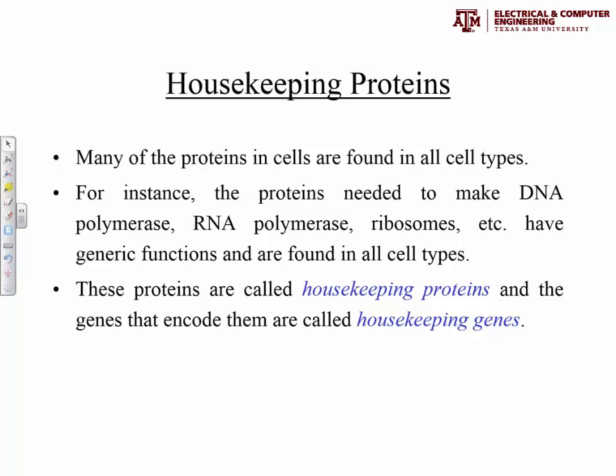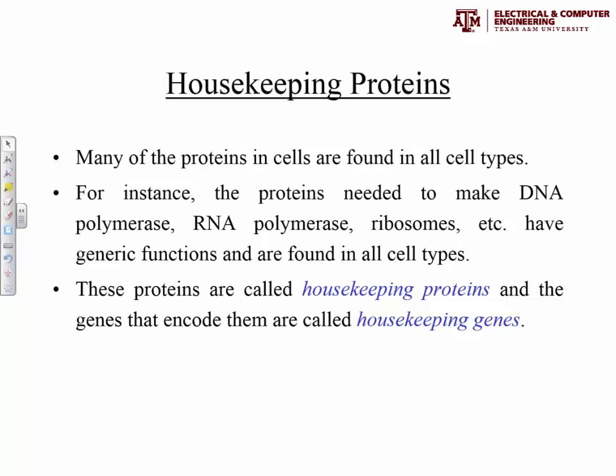Now, many of the proteins that are found in cells are found in all cell types. For example, the proteins needed to make DNA polymerase, RNA polymerase, ribosomes, etc. Every cell needs to make its own DNA polymerase for DNA replication, RNA polymerase for transcription, ribosomes for translation. So every cell is going to have these genes active. These generic proteins needed for all the cellular activities are called housekeeping proteins, and the genes that encode them are called housekeeping genes.